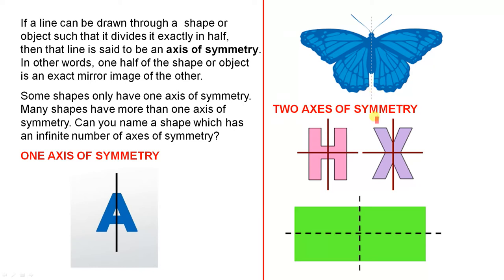Two axes of symmetry, the letter H, you can split the letter H this way, or you can split it that way. So you get two equal halves. Same with the letter X. It's very self-explanatory. There or there. And for this rectangle, there or there. So these three figures here, these plane shapes, have two axes of symmetry.